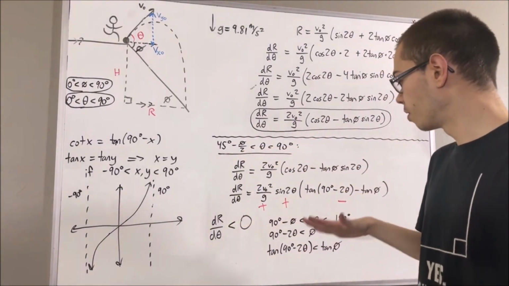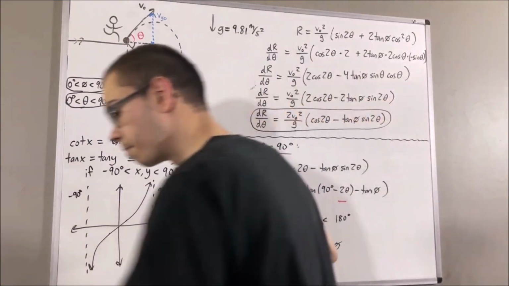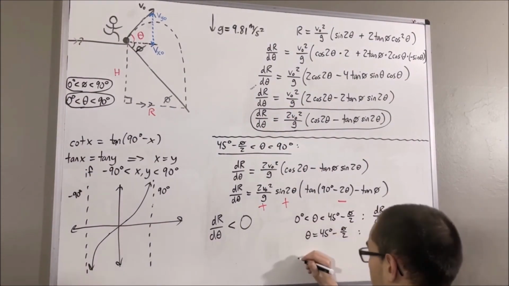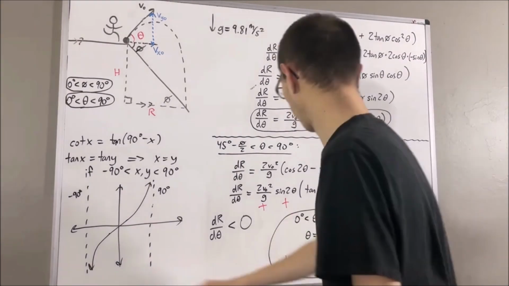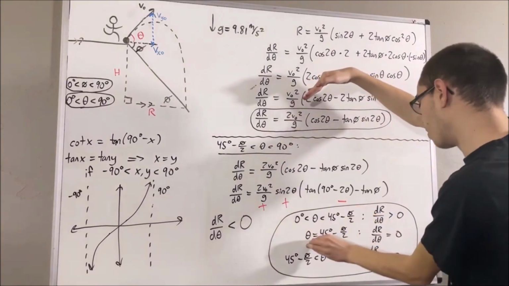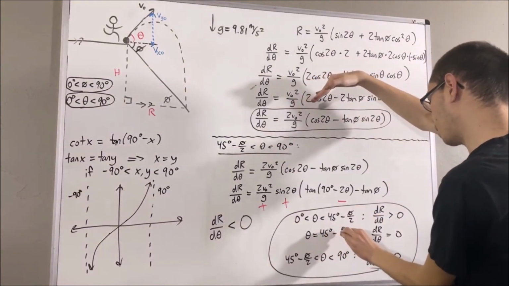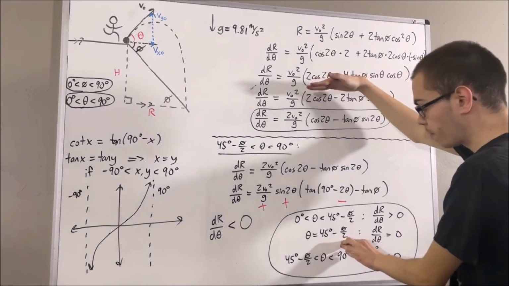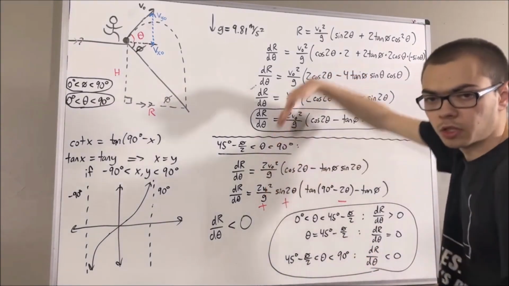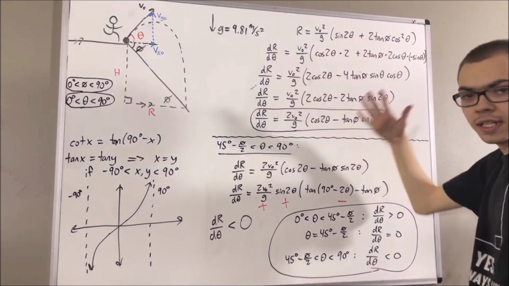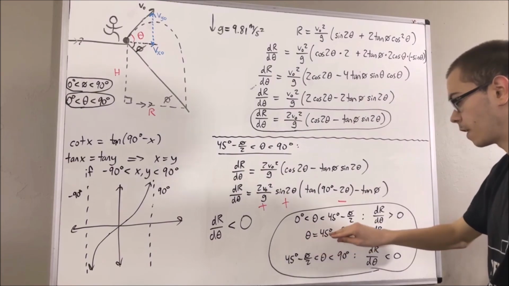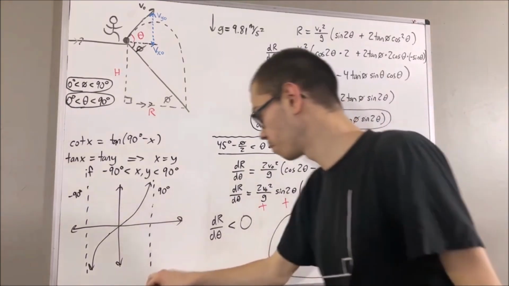And so, let's put this all together again. On this interval, the distance traveled increases. When the launch angle was 45 degrees minus phi over 2, the derivative is 0, and on this interval, the distance traveled decreases. So we increase, then we decrease. We see that the maximum distance traveled occurs when we have a launch angle of 45 degrees minus phi over 2.